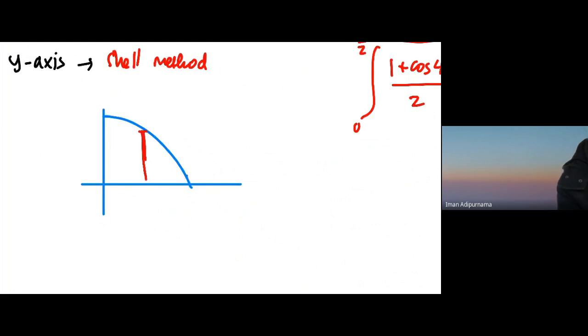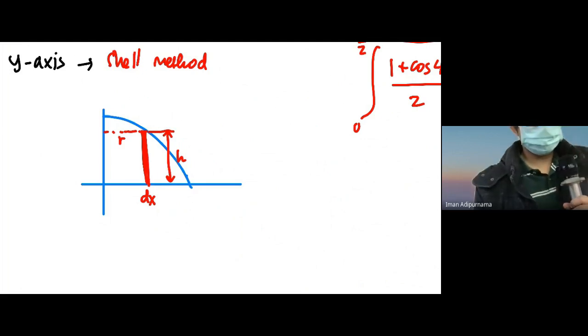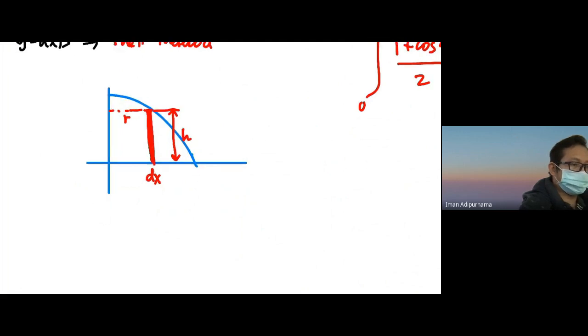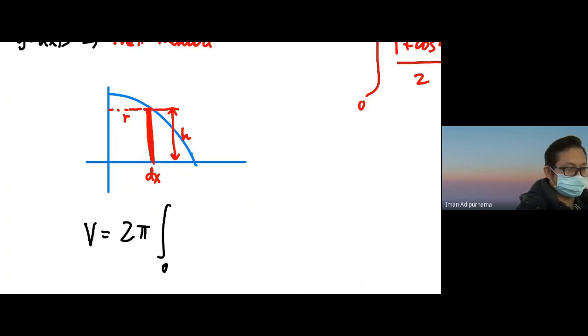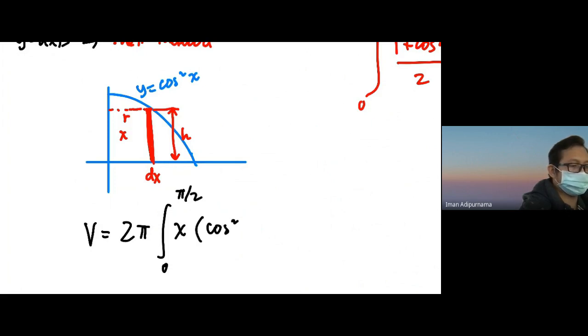So this will be the x, this will be the r, this will be the height. So this is using the shell method, which is volume equal to pi, from 0 to pi/2. This r is x, right? So we can write x. And then the height is cos squared x, and then dx.